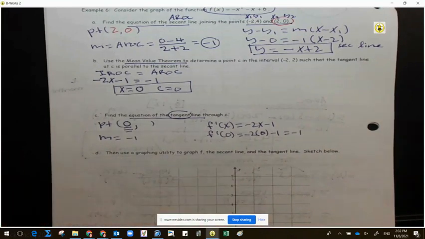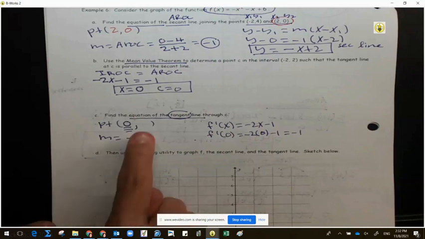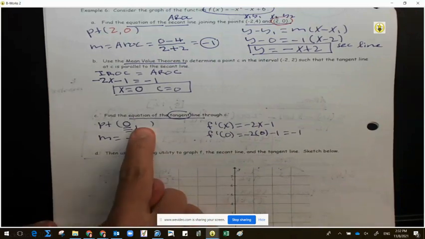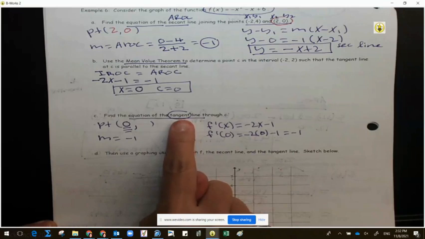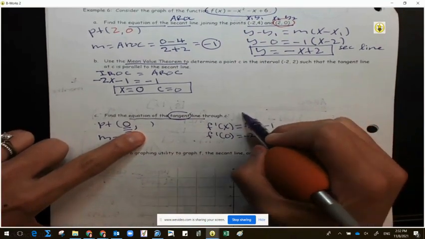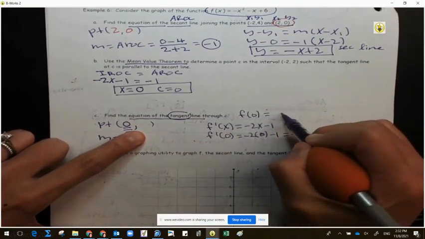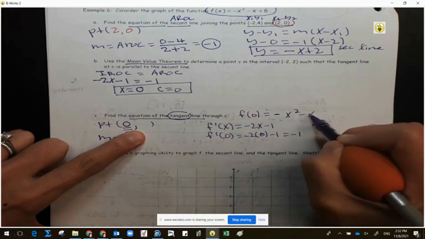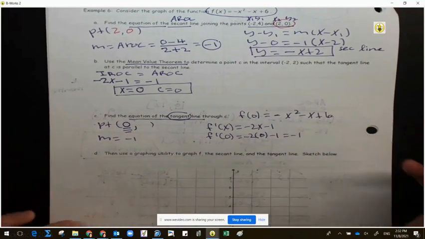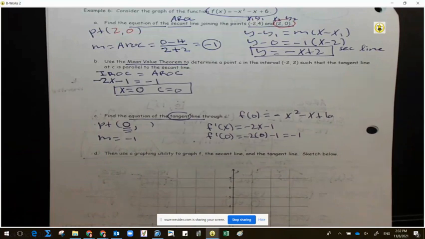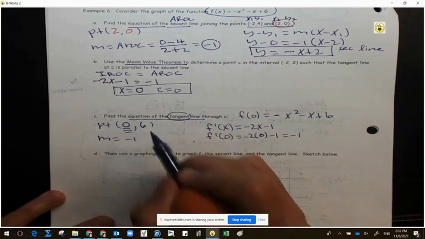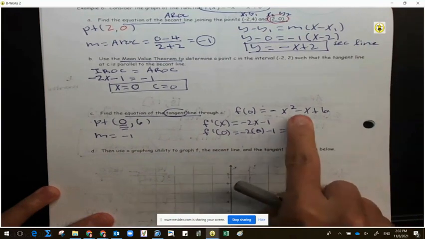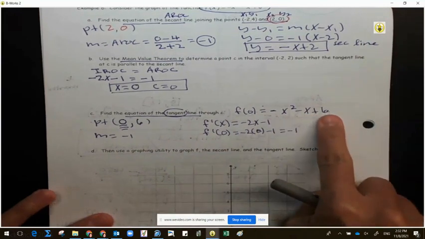What about to find the y value? What do I need to do? I need to go back to the original function. So we need to go ahead and plug it in. f of 0 is equal to negative x squared minus x plus 6. And there's a reason for me not to plug in the 0. Since we're looking at 0 for the x's, isn't the y value basically the y-intercept? 6. Because no matter what you plug in, as long as there's 0, your y-intercept is going to be the y value.